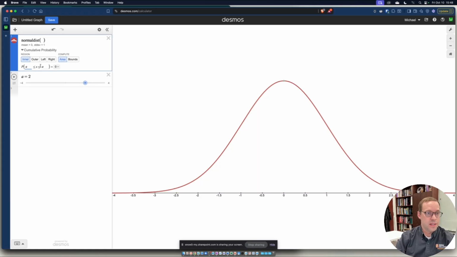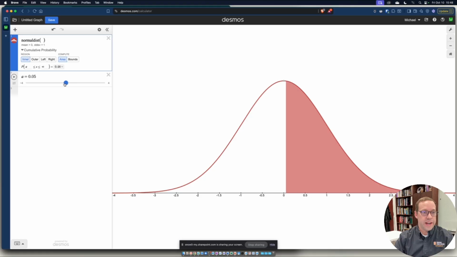And I can flip this around. I can say, well, what's the probability of a value greater than that value? So the probability greater than 2 is going to be 0.023, 2.3%. What's the probability of being greater than 1 or greater than 0? That's going to be 50%. That's half of my graph. What's the probability of having a value greater than -1? That'd be 0.841. I said that improperly. I apologize.